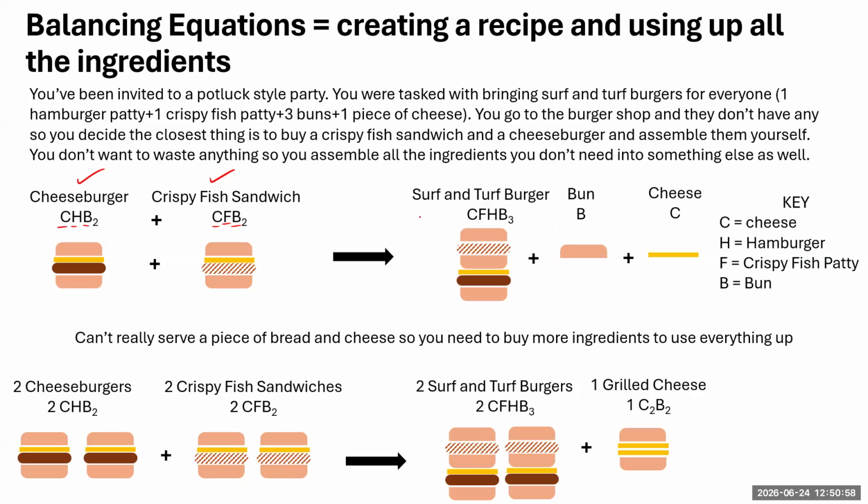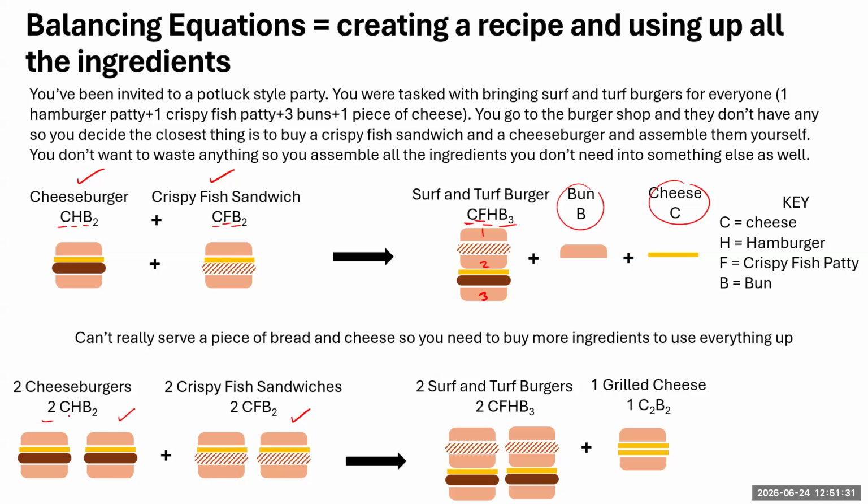So we assemble a surf and turf burger, which has cheese, crispy fish patty, hamburger, and 3 buns now. Kind of like a Big Mac, right? But we have a leftover bun and cheese. And no one's going to eat that at a party, right? We can't really serve a piece of bread and cheese, so you need to buy more ingredients to use everything up. So cool. I have to buy another cheeseburger and another crispy fish sandwich.